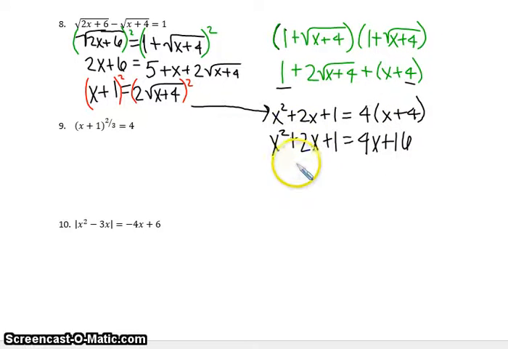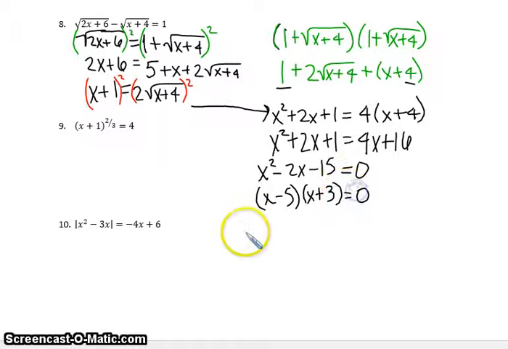Since this is a quadratic now, I want to get everything on the same side so that it says equals 0. So that's x squared minus 2x minus 15. And I'm going to see if that factors, and it does. Numbers that multiply to give me negative 15, but add to negative 2 would be negative 5 and positive 3. Setting each of those equal to 0 is going to give me x equals 5. Over here, I'm going to get x equals negative 3.